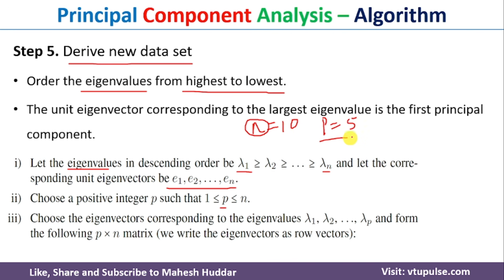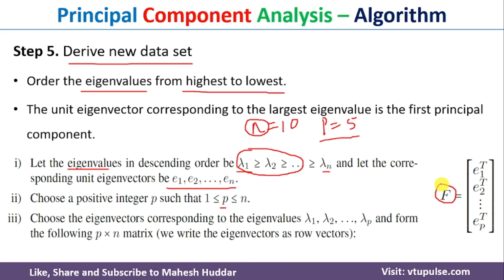Once you set the value of p, we need to select the top p number of eigenvalues as well as the normalized eigenvectors. They will be represented in this matrix F. The T is nothing but the transpose of these eigenvectors, that is the normalized eigenvectors. So, how many eigenvectors have we selected here? 1 to p, not 1 to n in this case. Totally we have n number of eigenvectors, and we have selected only p number of normalized eigenvectors.